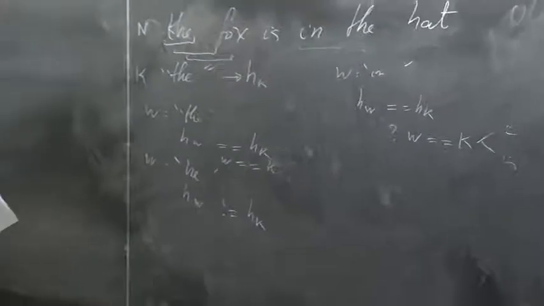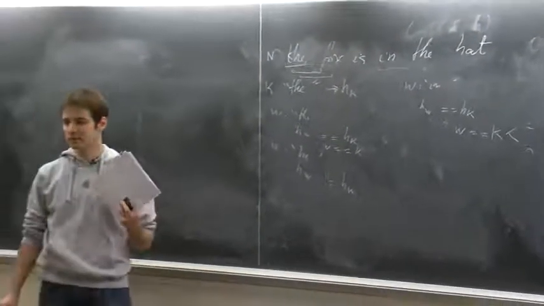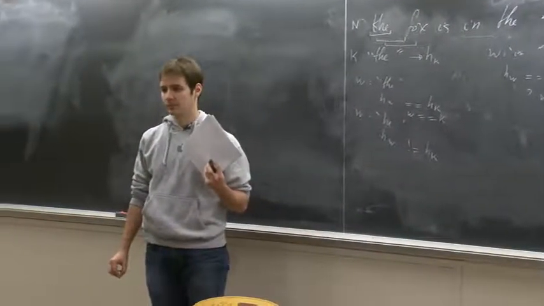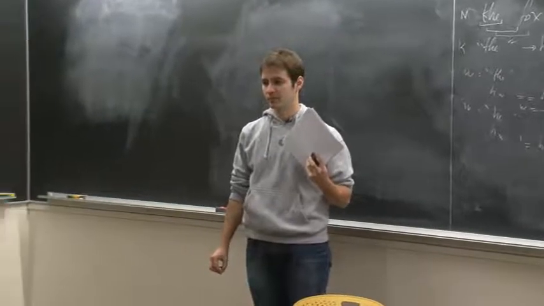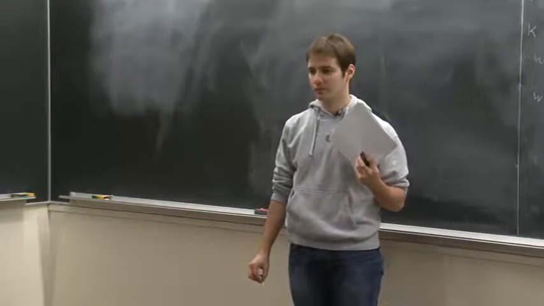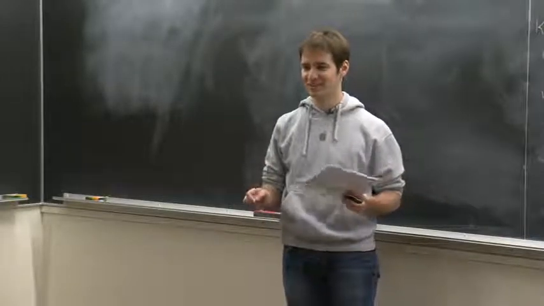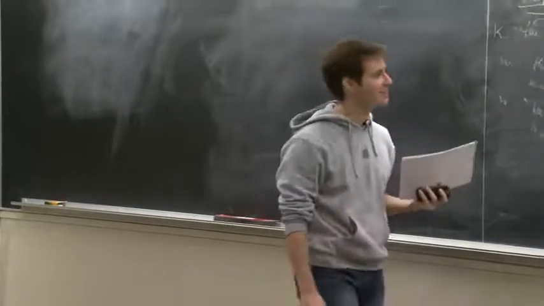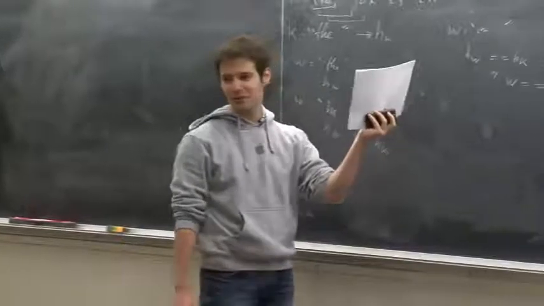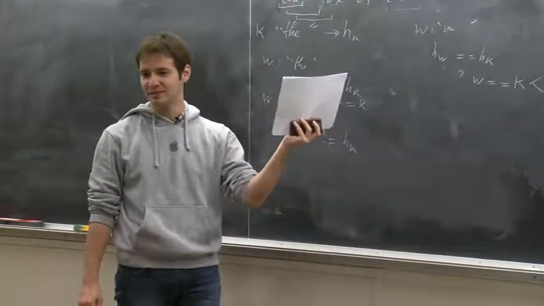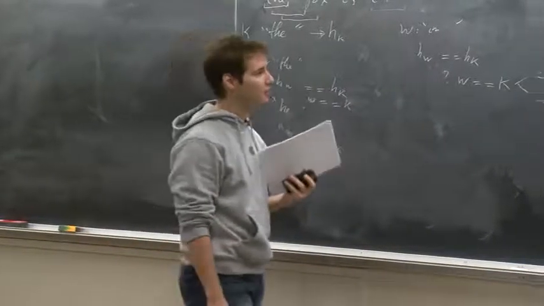So this is our string matching algorithm. Can we make a hash function such that it would never return HW equals HK? Excellent question. Thank you. I like that. Can we make a hash function so that we don't have any false positives, right? Let's see. How do hash functions work?